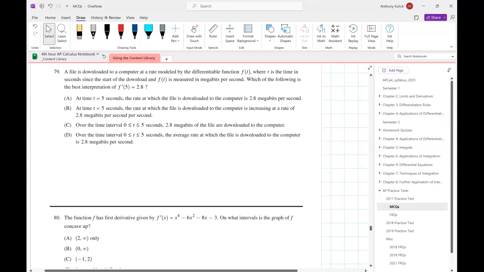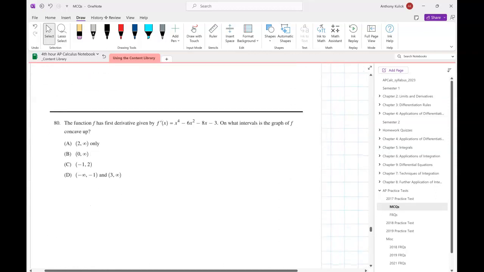Was good. I'm going to skip it. 80 says the function f has the first derivative given by yada, yada, yada. On what intervals is the graph of f concave up? So how do I tell if f is concave up? Great. The second derivative has to be greater than 0.